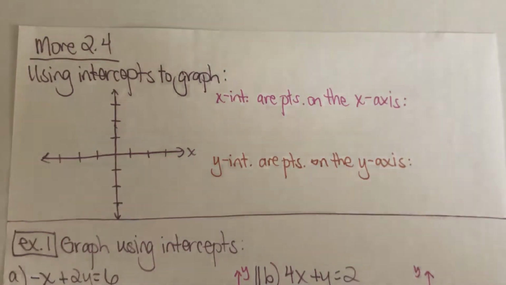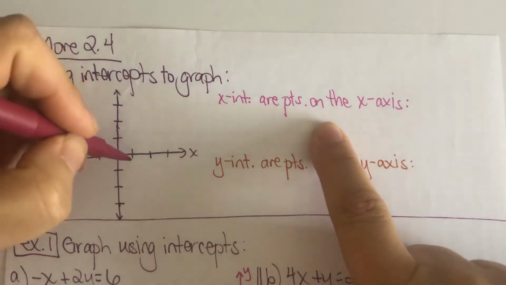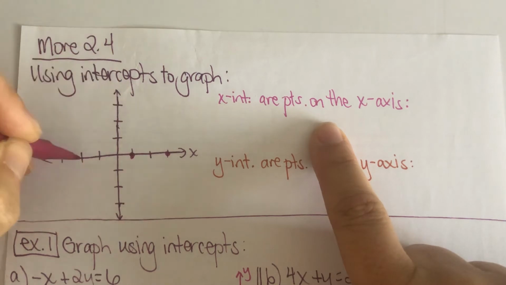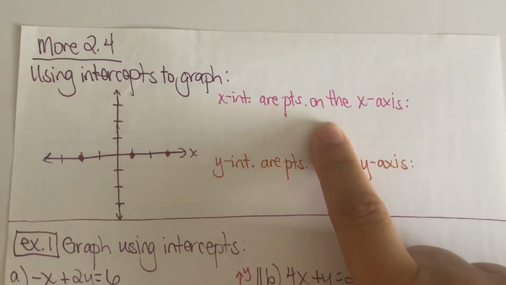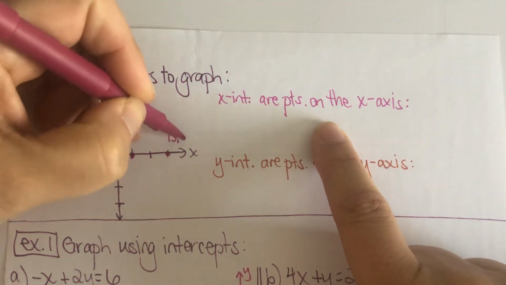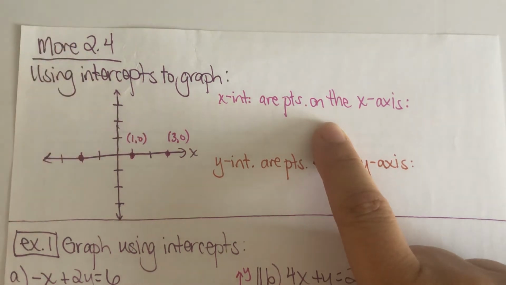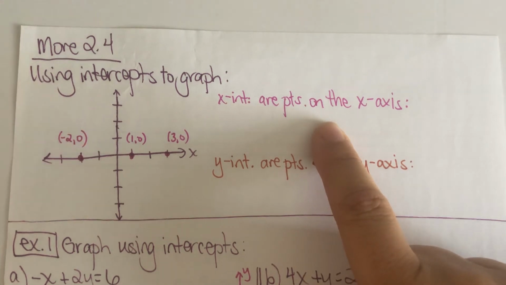What the heck are intercepts? You all know this. X-intercepts are points on the x-axis. So if I plot a bunch of points on the x-axis, normally if we were in class, I would ask you guys to tell me what those points are. This point over here is over 3 and up 0. This point right here is over 1 and up 0. And this point over here is over 2 to the left and up 0.